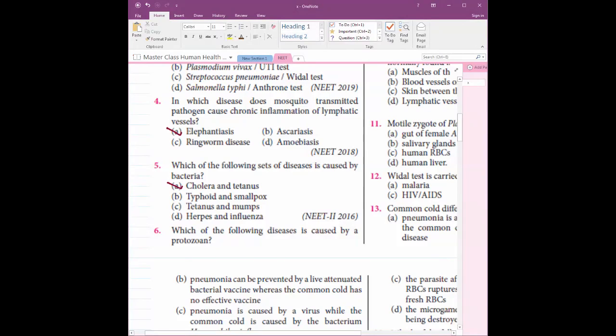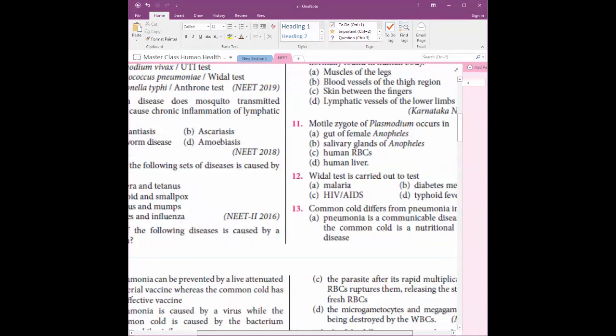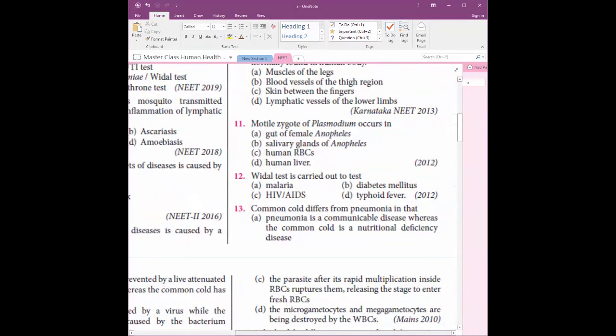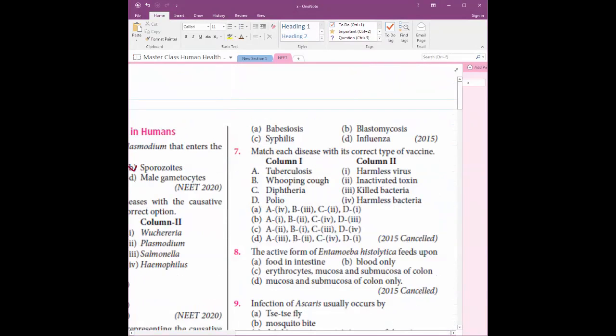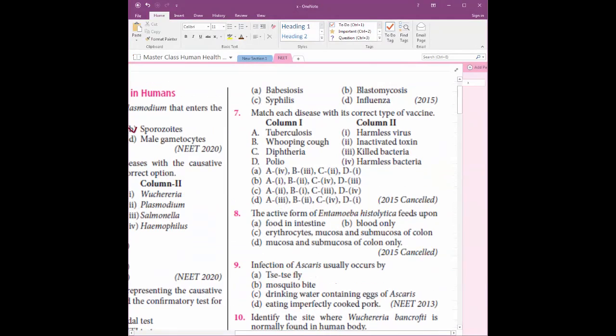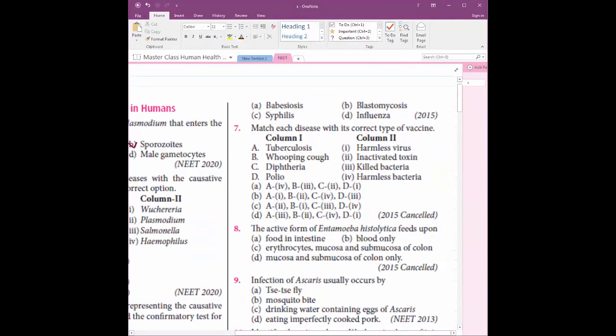Okay, next question. Which of the following diseases is caused by a protozoan? Babesiosis, blastomycosis, syphilis, influenza. So guys, think about this. Who is it going to be? I'm going to give you an idea how to see. We haven't talked about some of these diseases, but I'm going to give you a way how to remember this.